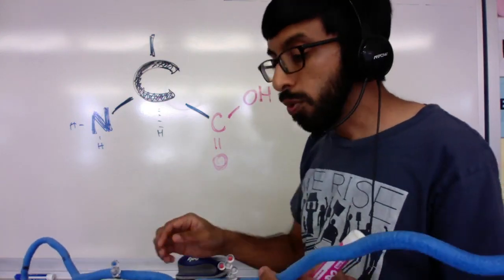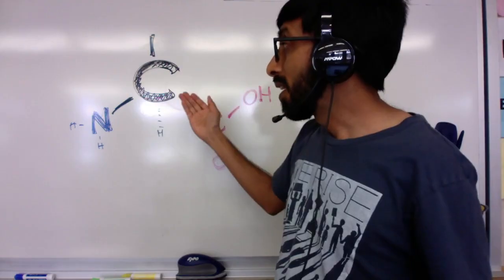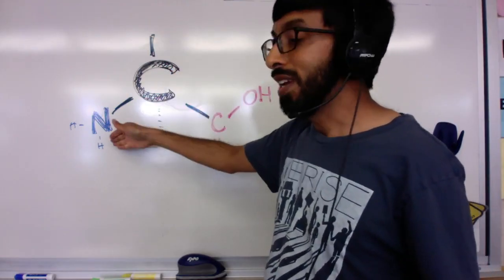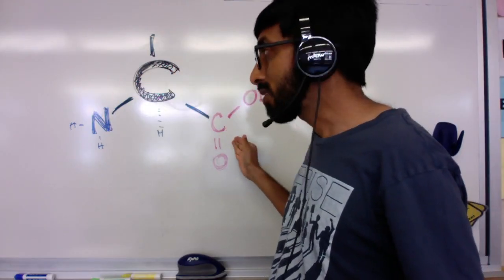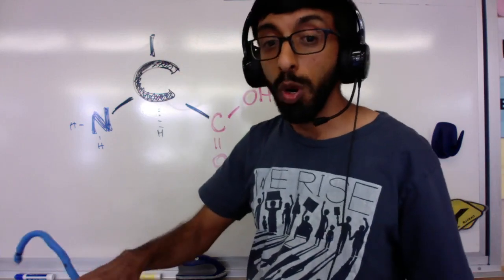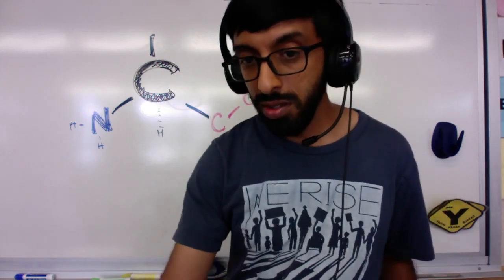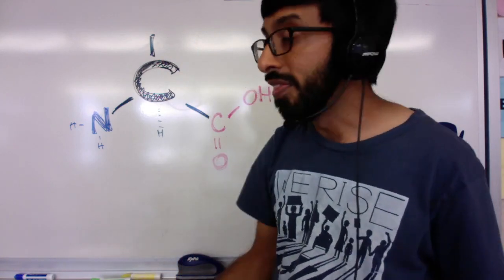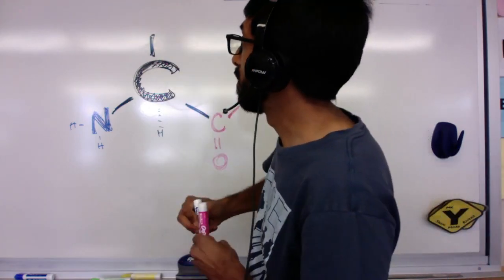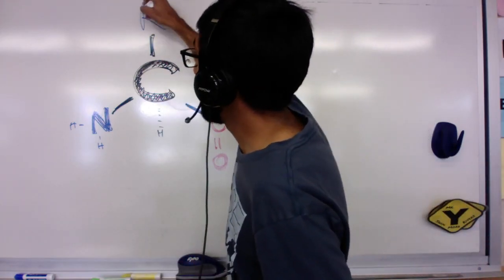But the starting point, an amino acid is essentially a carbon with an amine group and a carboxylic acid group. There are 20 most common amino acids that are genetically encoded, and they differ in this region up here, which you can call a side chain or R.